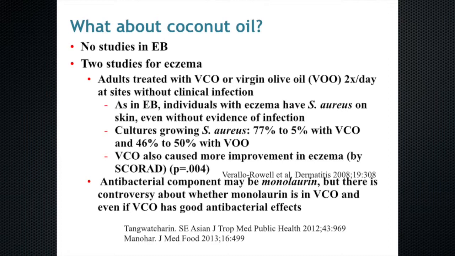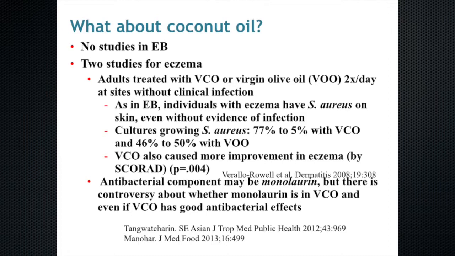And what was found is that with the coconut oil, 77% were cultured originally in an area without clinical infection and found to have this Staph aureus. And with the coconut oil over this period of time, it went down to 5%. Whereas with the olive oil, there really wasn't any change. And using a score that's used for eczema called SCORAD, the virgin coconut oil also showed more improvement in these adults with eczema.